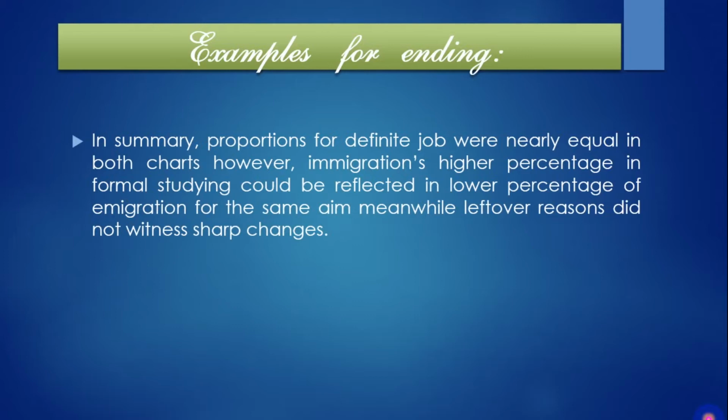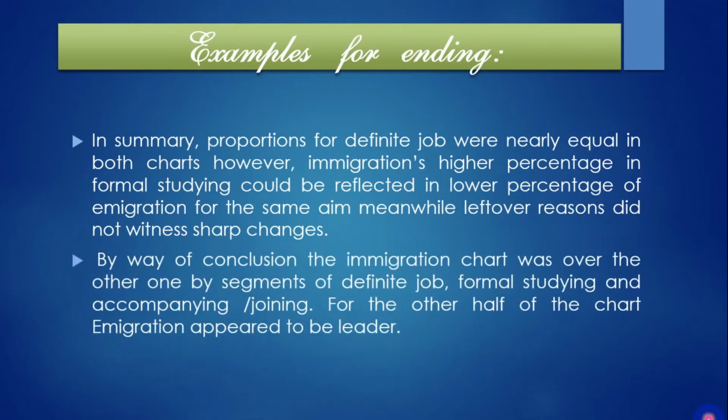Listen to the second example. By way of conclusion, the immigration chart was over the other one by segments of definite job, formal studying, and accompanying and joining. For the other half of the chart, emigration appeared to be leader.